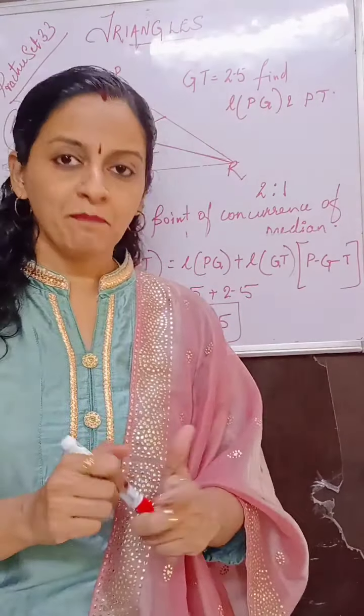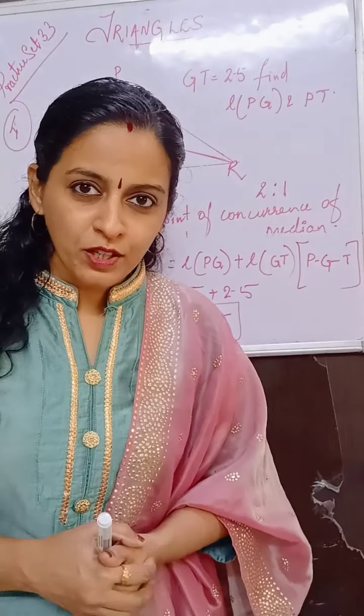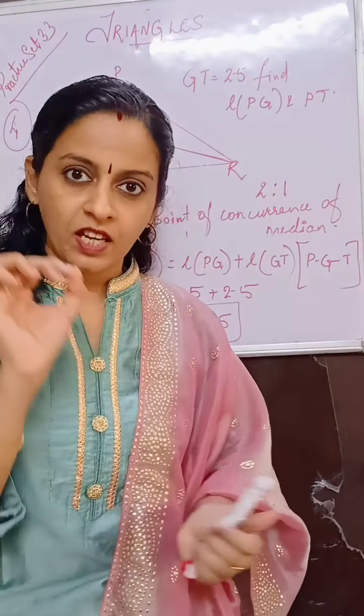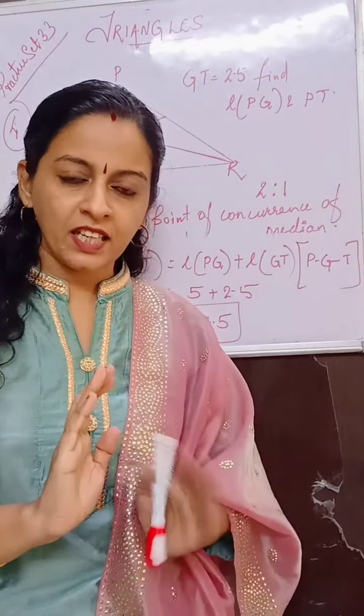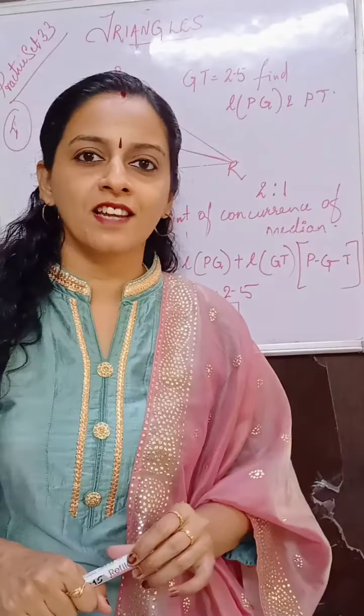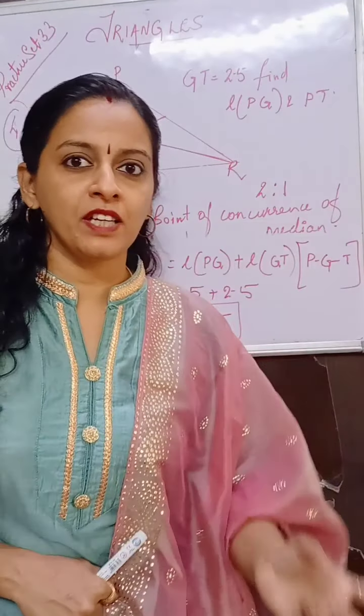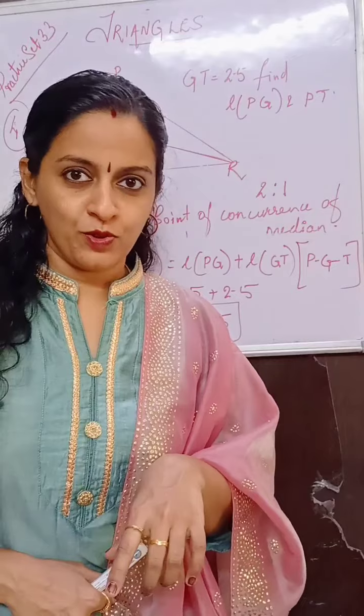That's it. Simplest practice set. I hope you understood each and every sum and the property discussed. Kindly write and keep it on a sheet of paper so that you remember these properties related to 30, 60, 90, 45, 45, 90 and median drawn on the hypotenuse.